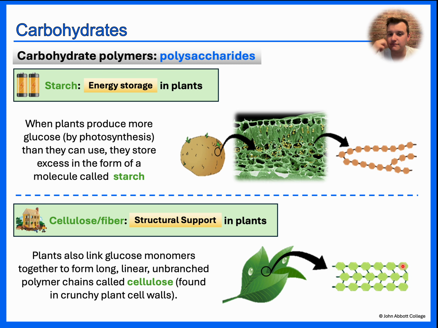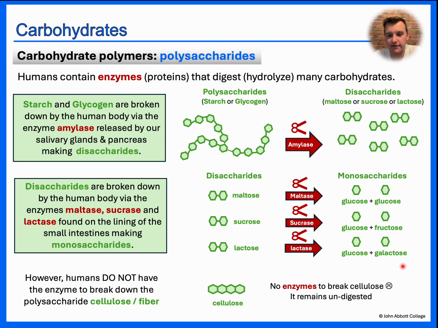It gives that crunch when you eat plants. Some are more crunchy than others. Some have more cellulose and fiber, things like celery, right? So this is high in fiber, and we'll talk about why that's important right over here.